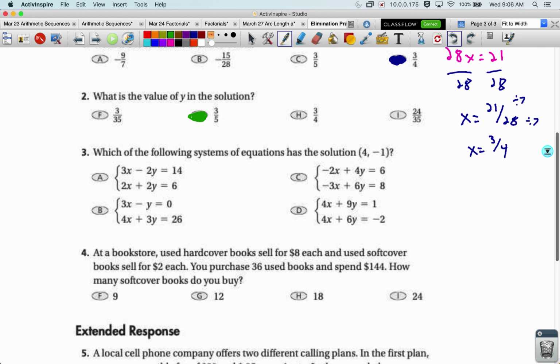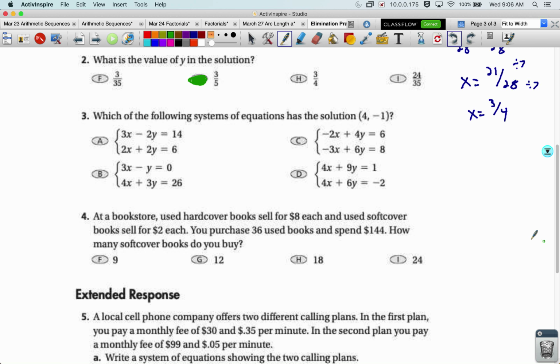All right. Which of the following systems has the solution 4 comma negative 1? This is an interesting way of asking this, because now I've got the x and the y, and I need to figure out which system makes both equations true. And if I find that either equation is false, I can cross it out right away. And we'll just go in order. We could maybe use some strategy to pick one to start with, but I'll just start with A.